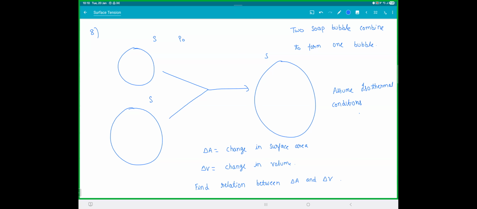Let's see how we do this. You have taken two soap bubbles. You can start like this: let the radius be R1, let the radius be R2, and let the final radius be R. In the end you have to eliminate R1, R2, and R. This is more of an ideal gas equation kind of question. Two soap bubbles of some unknown radius combine to get one bubble. The change in area is delta A, and the change in volume is delta V. Find the relation of delta A and delta V. They can simply ask, delta A by delta V is how much.